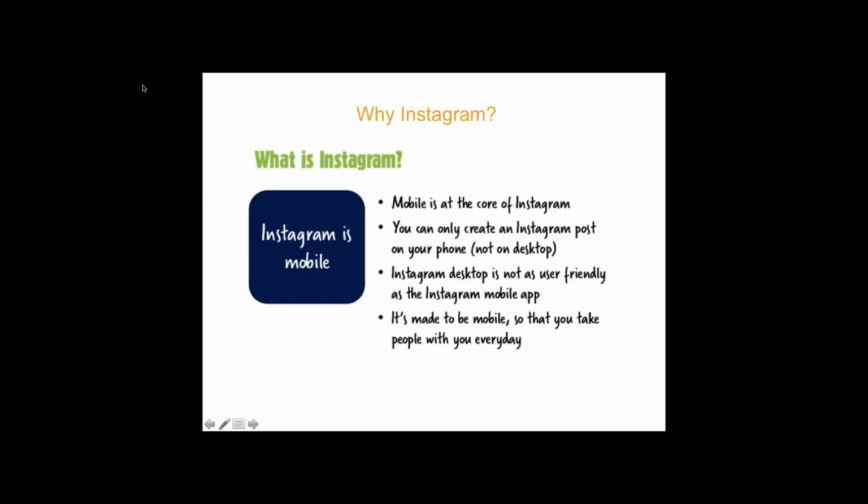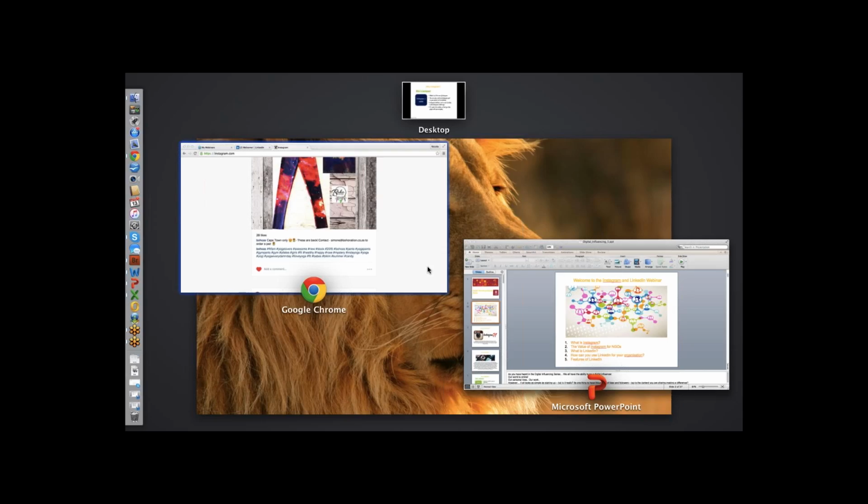Instagram is mobile. Mobile is at the core of Instagram. You can only create an Instagram post on your phone. Unfortunately, not on your desktop. Instagram desktop is not as user friendly as the Instagram mobile app. It's made to be mobile so that you take people with you every day.